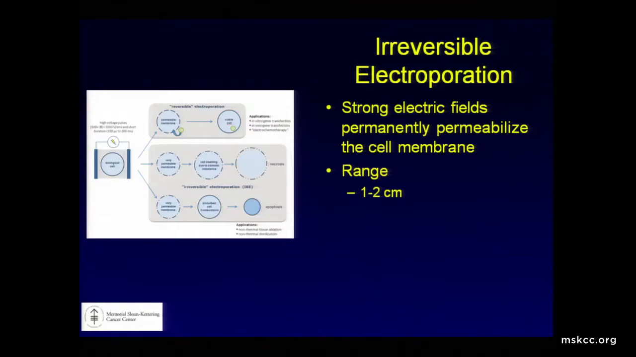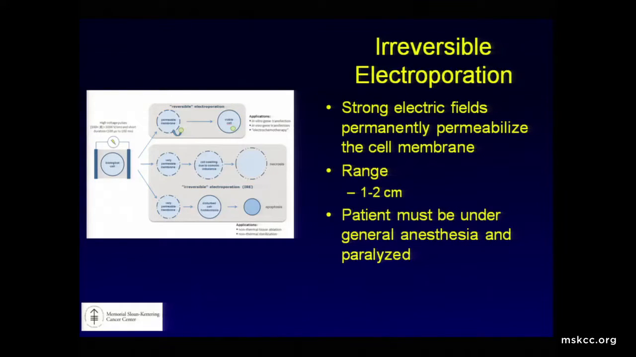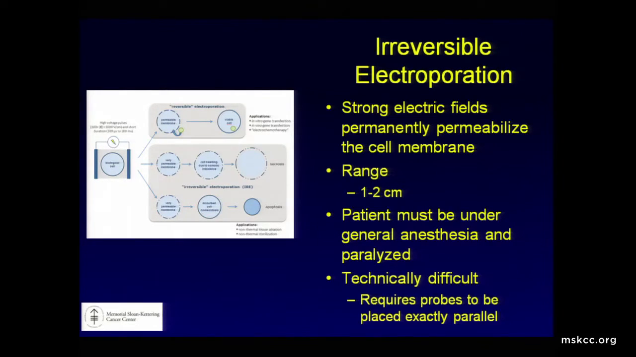Right now, with our technology, it's a very small area that we can create this irreversible electroporation, usually 1 to 2 centimeters. And also, because of these very strong electric fields and currents, the patients have to be under general anesthesia and have to be paralyzed. It's relatively technically difficult because the probe, in order to generate that electric field gradient, the probes have to be placed perfectly parallel to each other.